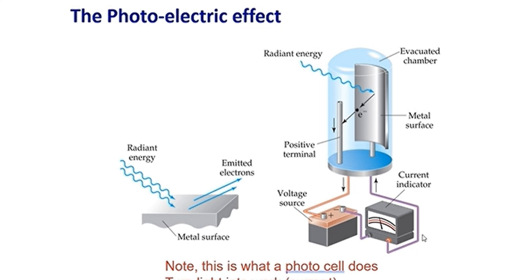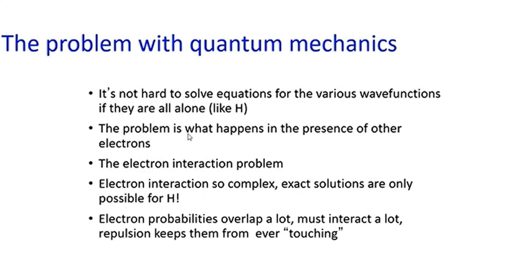And this is what they were actually looking at, we call the photoelectric effect. They send radiant energy, that means rays, onto a surface and identify what is emitted after hitting the surface. That is how they identify these kinds of models. But if you are using quantum mechanics, that means this kind of arrangement without proof, some problems arise, right? It's not hard to solve the equation for the wave function if the electron is all alone, like hydrogen. The problem is what happens in the presence of other electrons, right? How to identify how these electrons are filling, right?